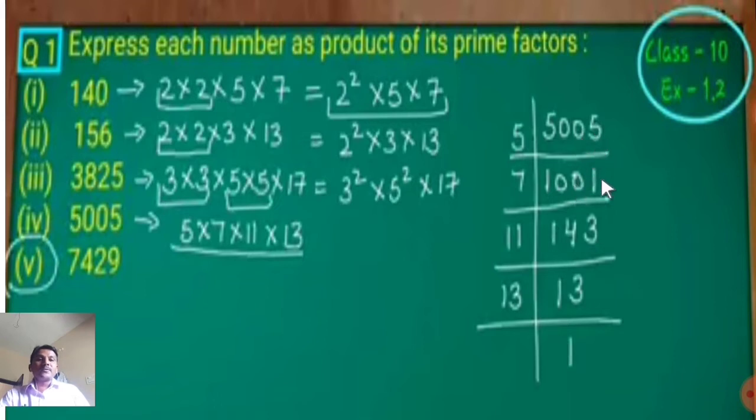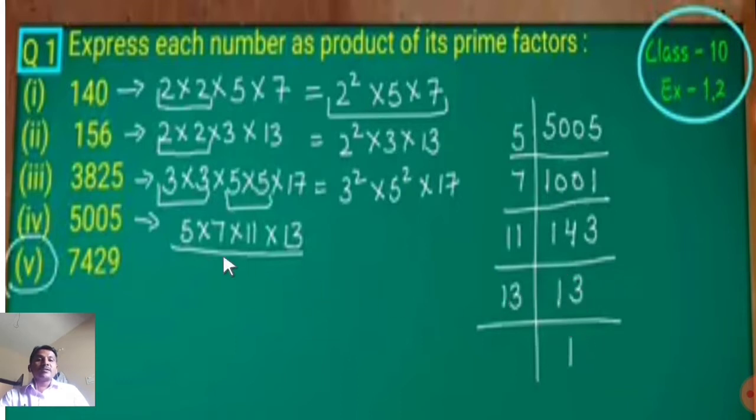5 1s are 5. 1001 is divisible by 7. 7 1s are 7 in 10, remaining is 3. 3 0 means 30. 7 4s are 28, 2 is remaining here, 2 1 means 21, 7 3s are 21. 143. This number is divisible by 11. 11 1s are 11 in 14, 3 is remaining, 3 3 gives us 33, 11 3s are 33. 13 is a prime number, so 13 1s are 13.